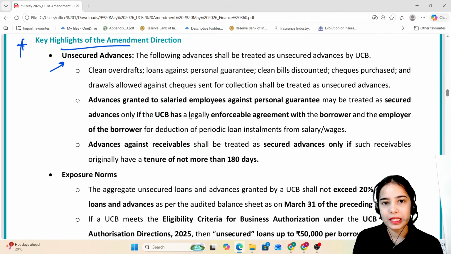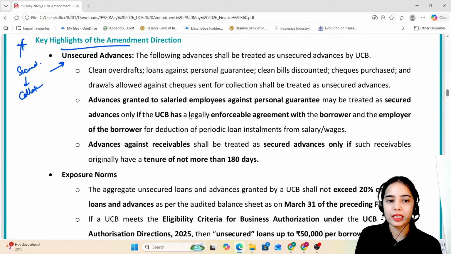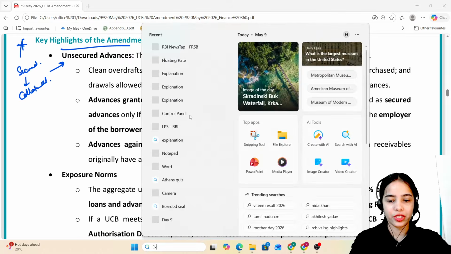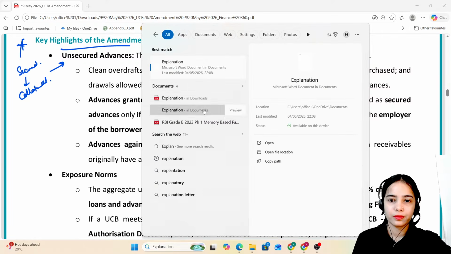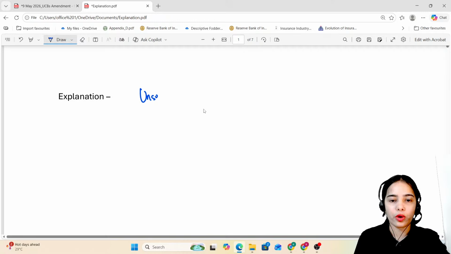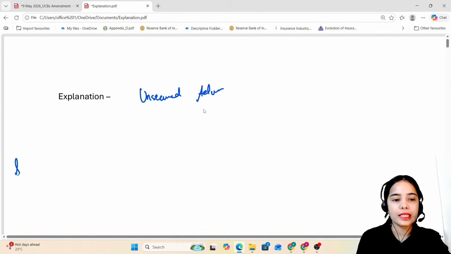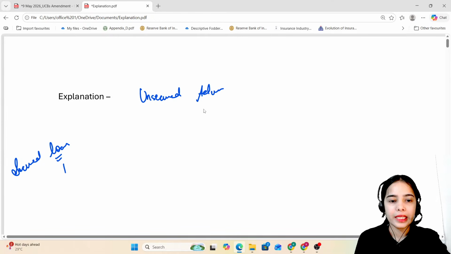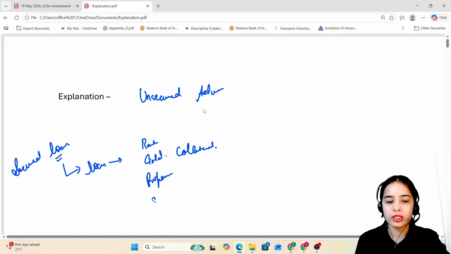First of all, unsecured advances. What are unsecured advances? Those that are not secured by some collateral. Let me also open the explanation page. Secured loans are loans that are backed by gold, where the bank has taken gold as collateral or security, or your property as security, or the shares or financial instruments that you have, or some deposits of yours as security.